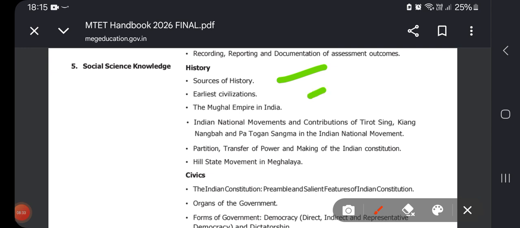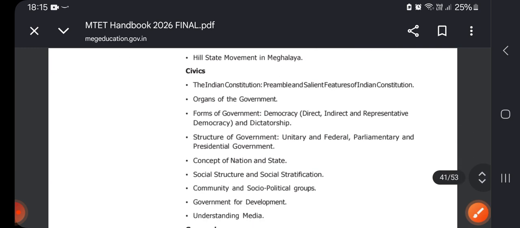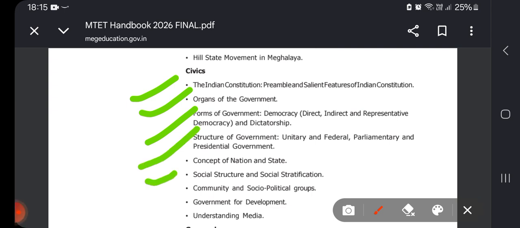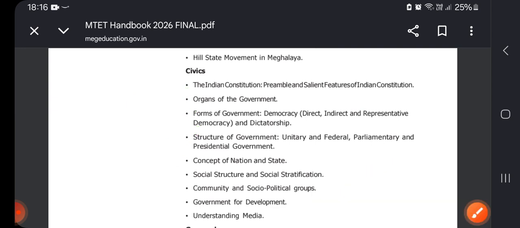Okay, so early civilization, Mughal empire, Indian national movement and the contribution of the Indian movement. Okay, partition, transfer, hill state movements. Okay, so basically Indian constitution, organs of government, forms of government. Okay, structure of government, concept of nation and state, social structure, community and social, government development, understanding the media.